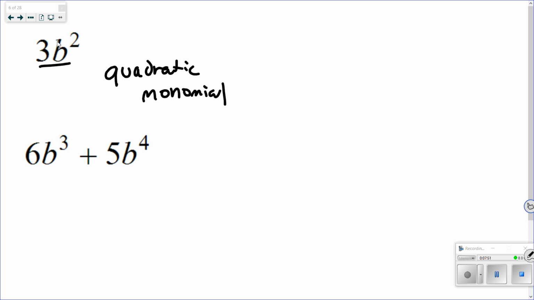Let's also write these in standard form. We haven't talked about standard form, but standard form is when you start with the highest power and write it in order from the highest power to the lowest, so highest degree to the lowest.